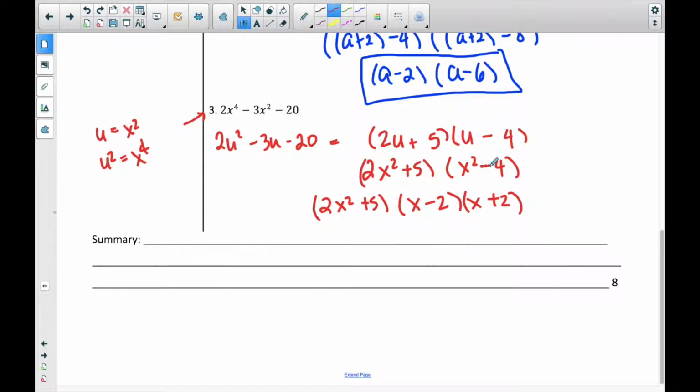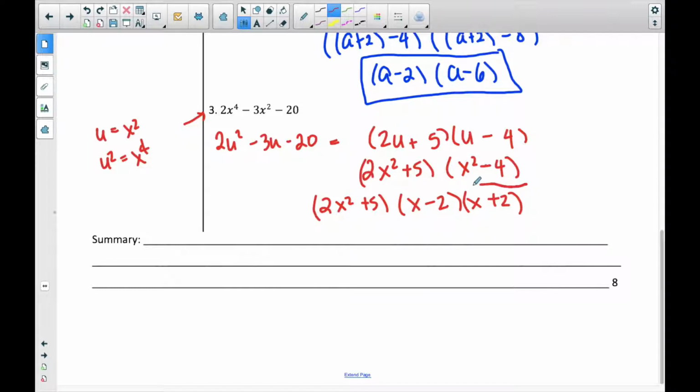And the last step that I was saying I wasn't sure if you'd catch was this x squared minus 4, because that's a difference of squares. We've been focusing on difference of cubes. Well, this is a difference of squares. And so that's x plus 2, x minus 2. So make sure you get those in there as well.